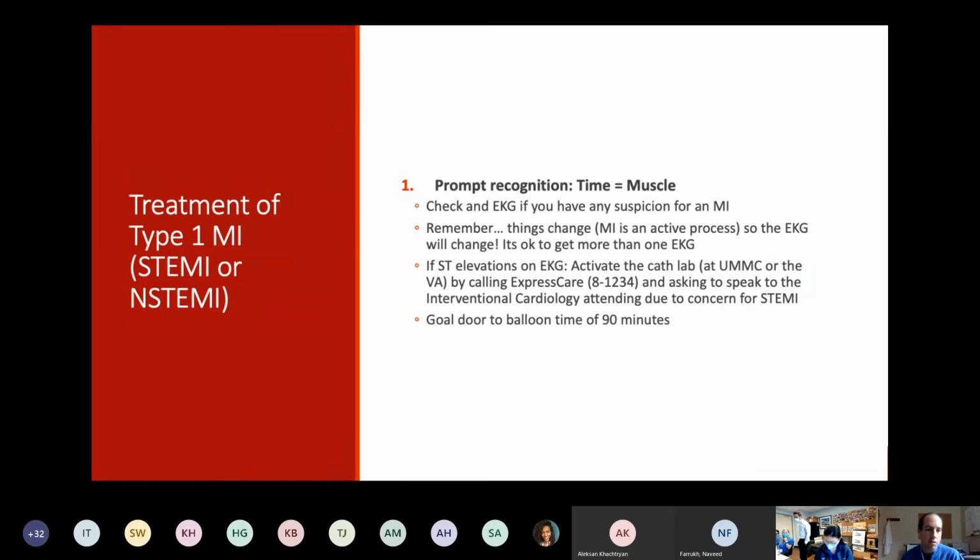Occasionally on consults we get consults for people who are concerned they're having STEMIs, and anybody who's held a pager before knows sometimes you don't answer it right away. So if you're concerned somebody's having a STEMI, it's a very true medical emergency. Just call the cath lab at that point.